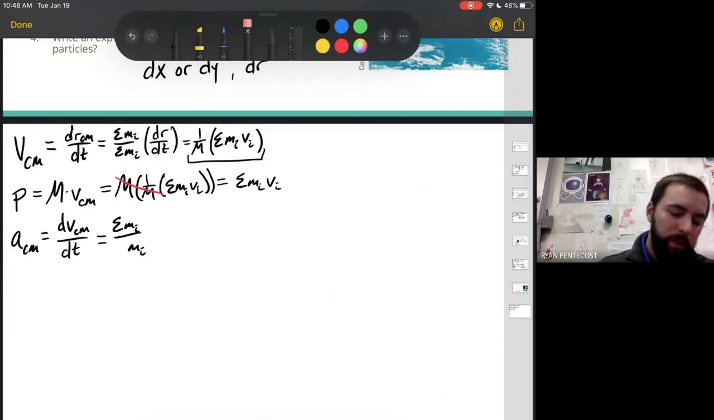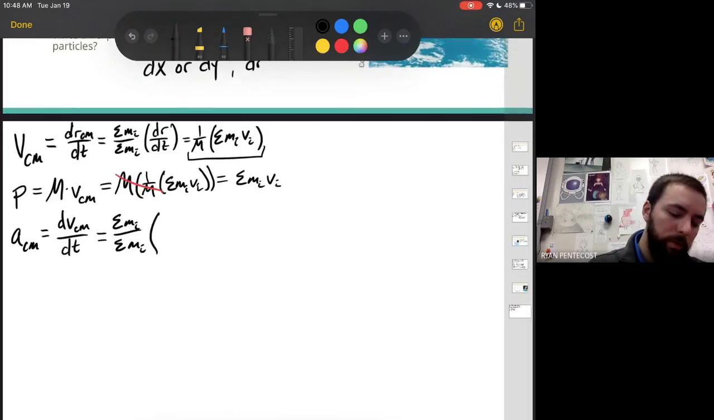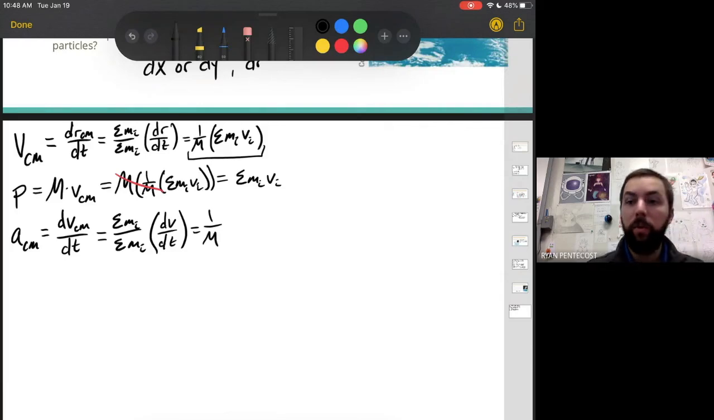So we have the summation of mass, to show that we are summing the mass of the particles for the top and bottom. Then you have the same that we did up top: you've got dv over dt. So this will evaluate the bottom to just 1 divided by the summation of masses.